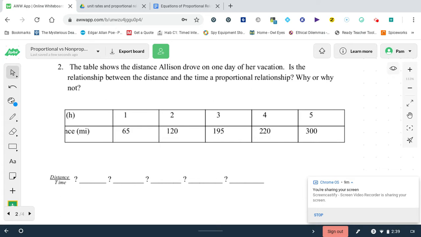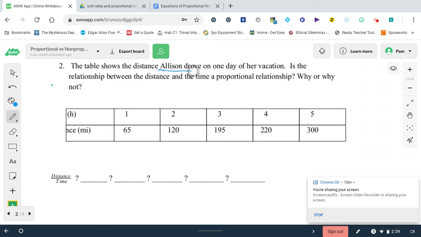All right, so this one says that the table shows the distance that Allison drove on one day of her vacation. So we want to know, is the relationship between the distance that she drove and the amount of time that she drove proportional? Why or why not? Okay, now as you can tell, my table got cut off. So this really should say distance, and it's in miles. And this is time in hours, okay?